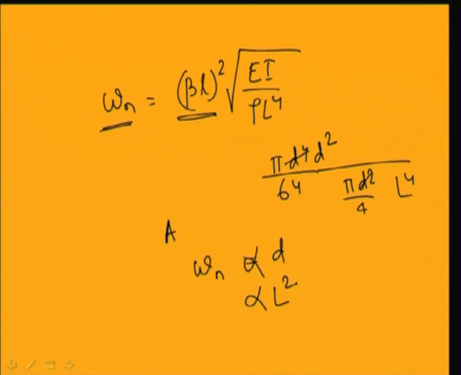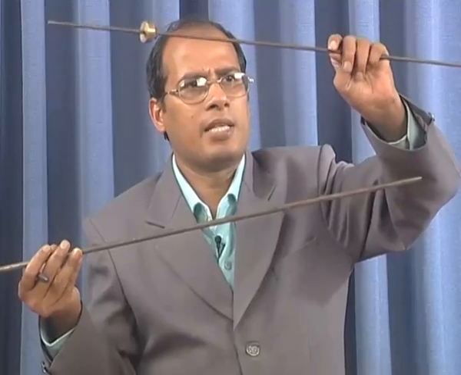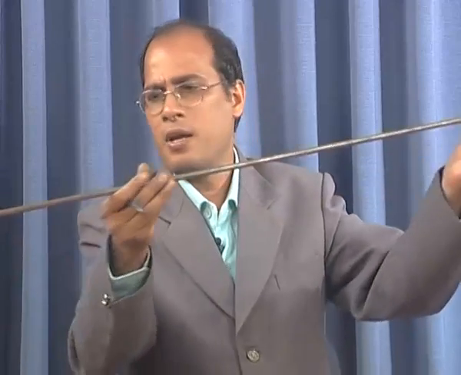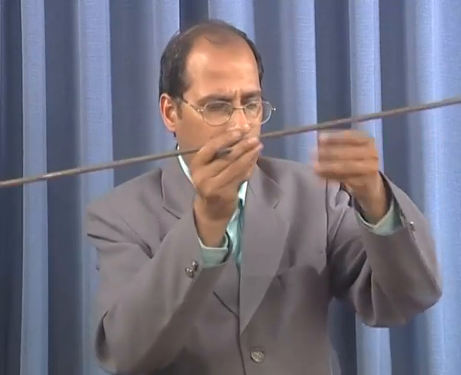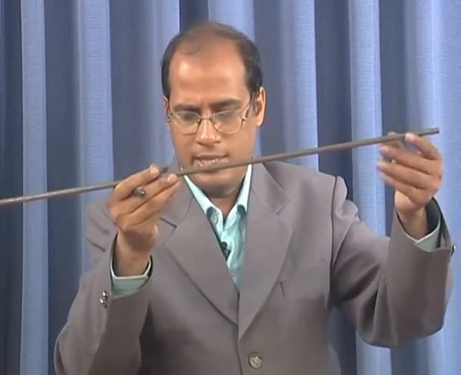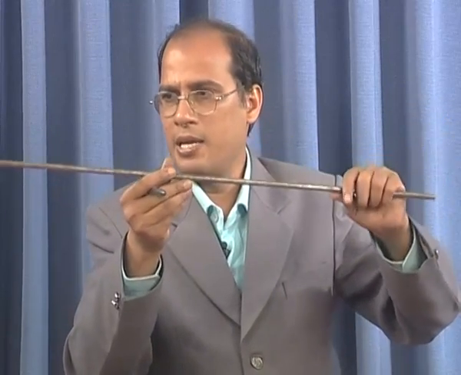So in this case of whirling of shaft, if you increase the diameter of the shaft, this is a shaft I have shown. This is a thin shaft with less diameter, and this is a shaft with more diameter. So if you compare the natural frequency of this shaft and this shaft, you can see that a shaft with higher diameter will have a higher critical speed.